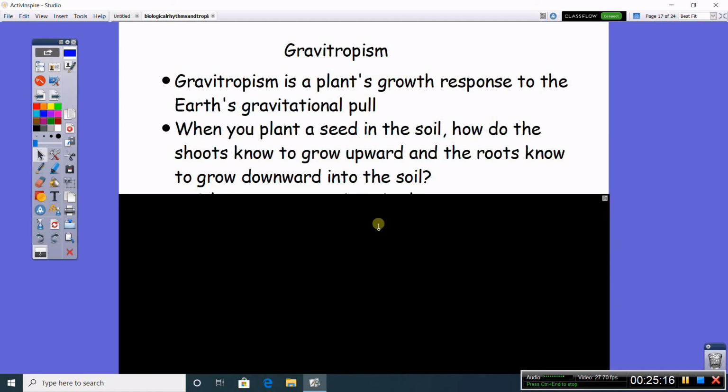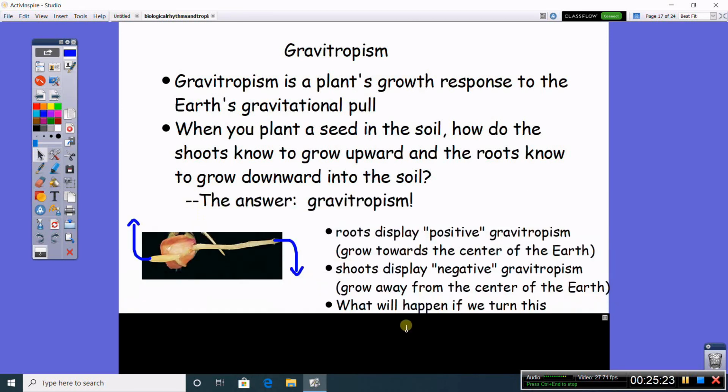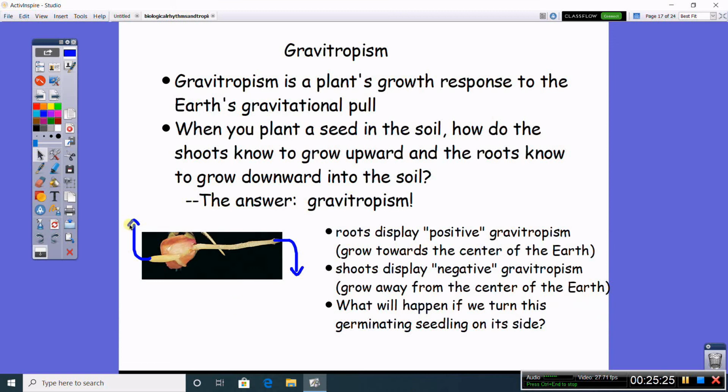And so that's what the second bullet says. When you plant a seed in the soil, how do the shoots know to grow upward and the roots know to grow downward? And the answer is gravitropism. What you're looking at is a little seedling here that is starting to germinate. That means the embryo is starting to grow and grow out of the seed coat.